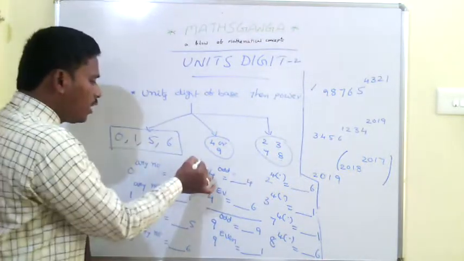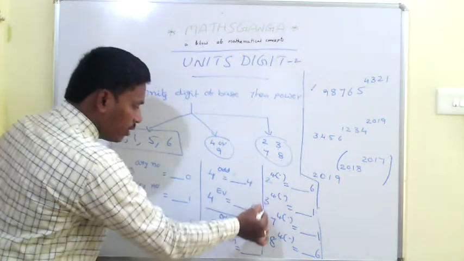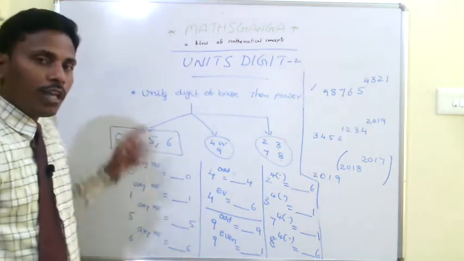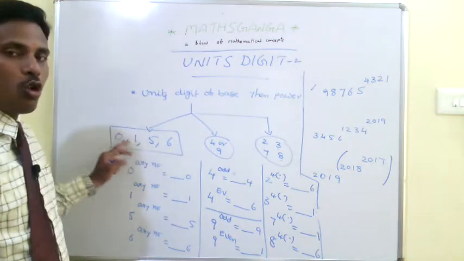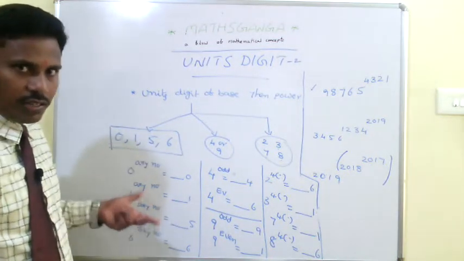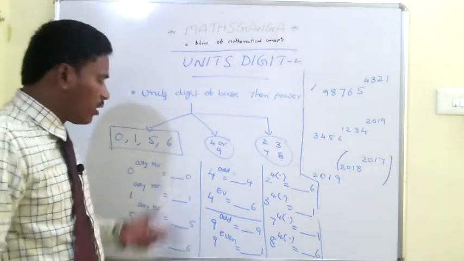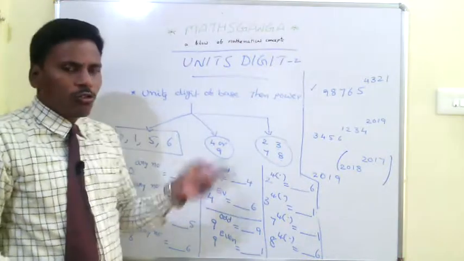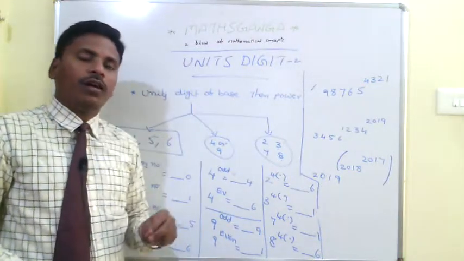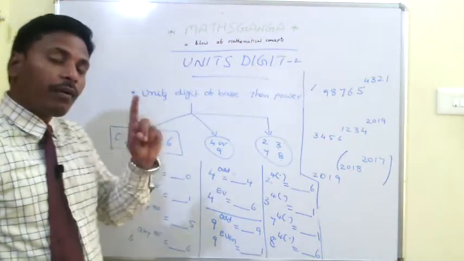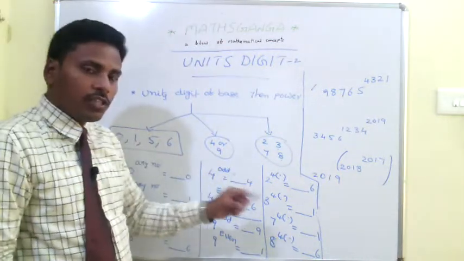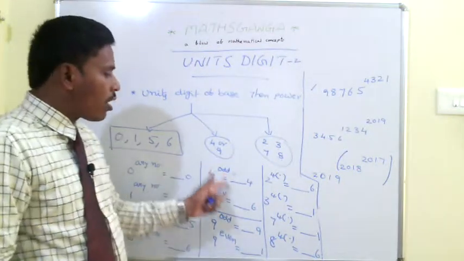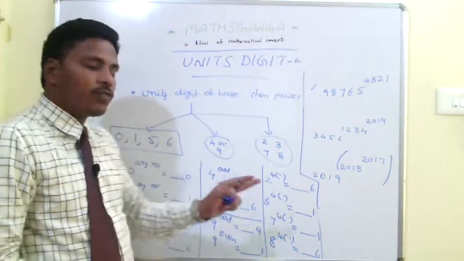So while finding the unit digits for the powers of numbers, initially we need to concentrate on the unit digit of the base. If the unit digit of the base is either 0, 1, 5, 6, our work is simple. Directly the unit digit of the result is also 0, 1, 5, 6. If the unit digit of the base is 4 or 9, then also our work is simple, just by observing the power whether it is even or odd. 4 power even ends with 6, 9 power even ends with 1. If the power is odd, 4 power odd ends with 4, 9 power odd ends with 9.